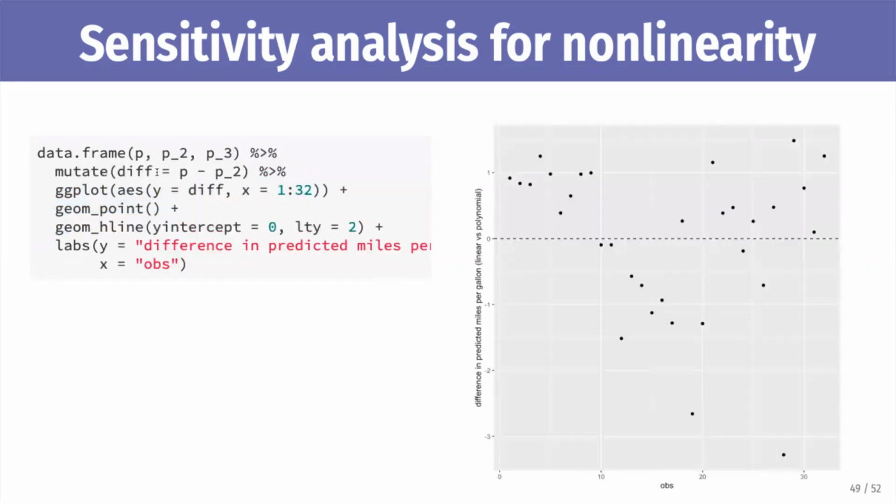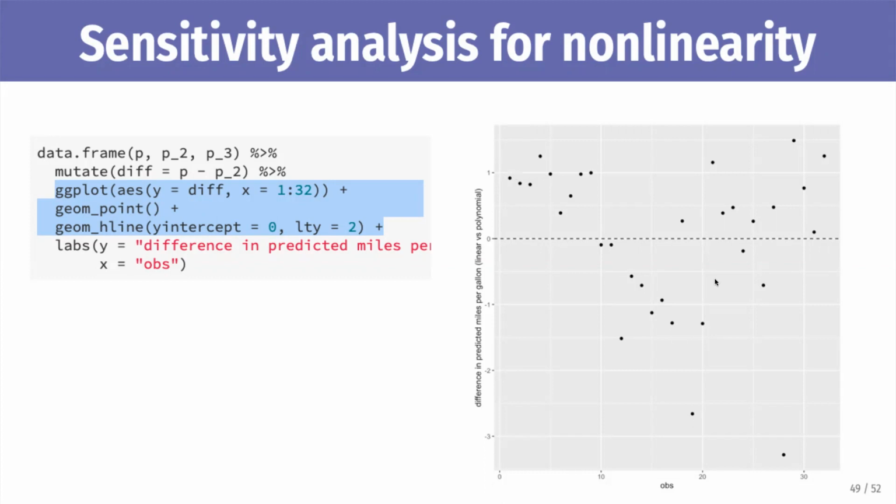Another way to do this would be to look at the difference between those predicted values. Here again, I made my data frame and mutated to create a variable called diff that looks at the difference between my predicted value if I just had a linear term for weight and my predicted value if I had a polynomial term for weight. I just plotted these points and put a little line at 0. If they were exactly the same, they'd be 0. This lets me look at that range of difference.